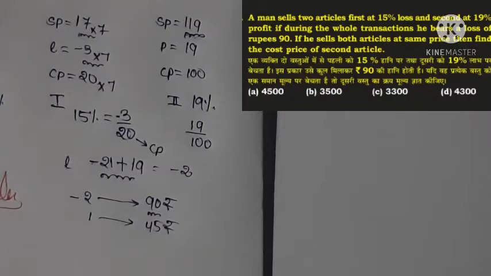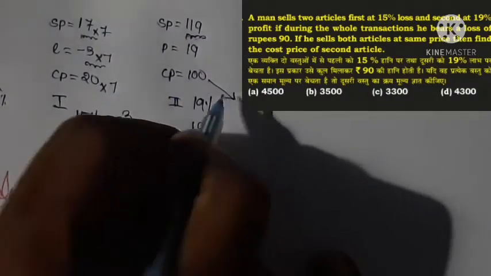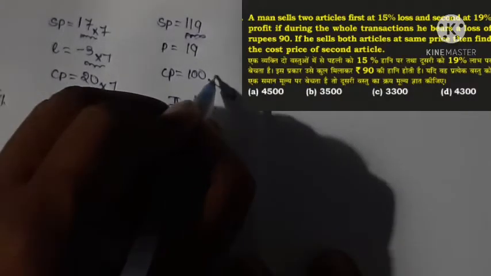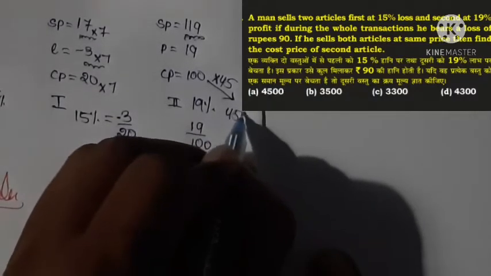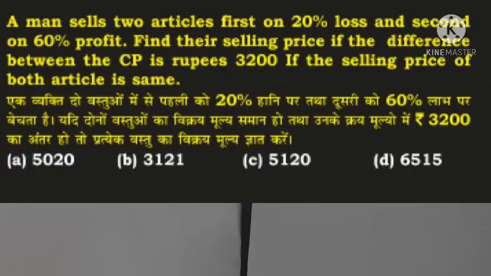Find the cost price of the second article. Here the cost price of the second article is 100 units. So 1 unit value is equal to 45. So 100 units value is 100 into 45, so the value is equal to 4,500 rupees.